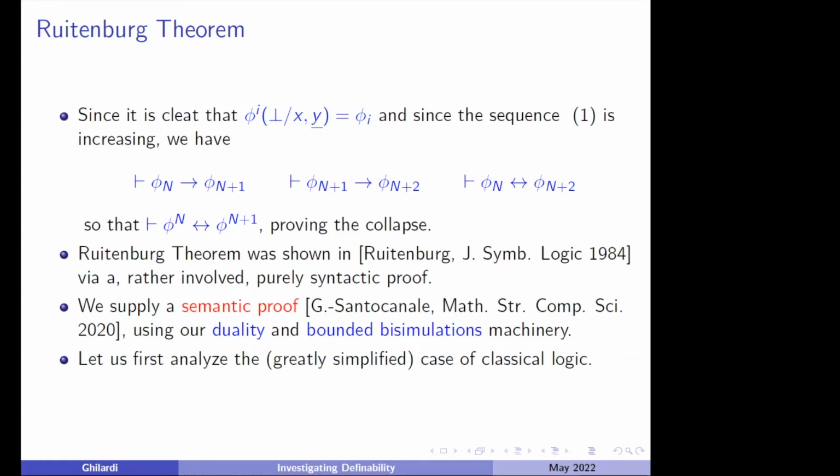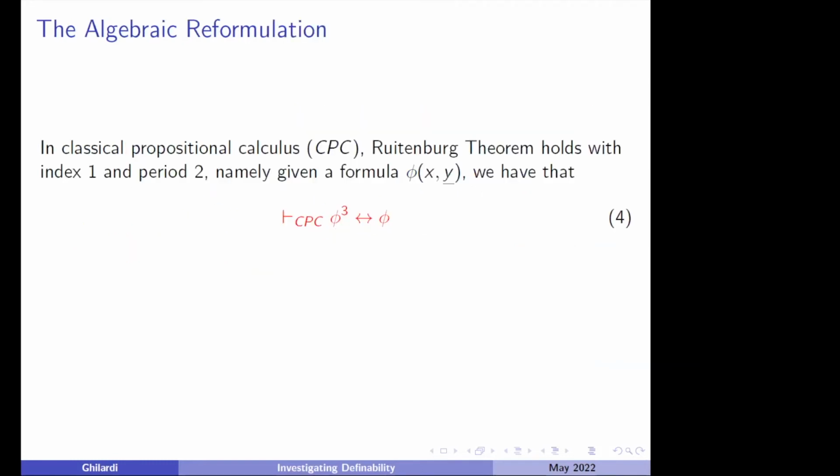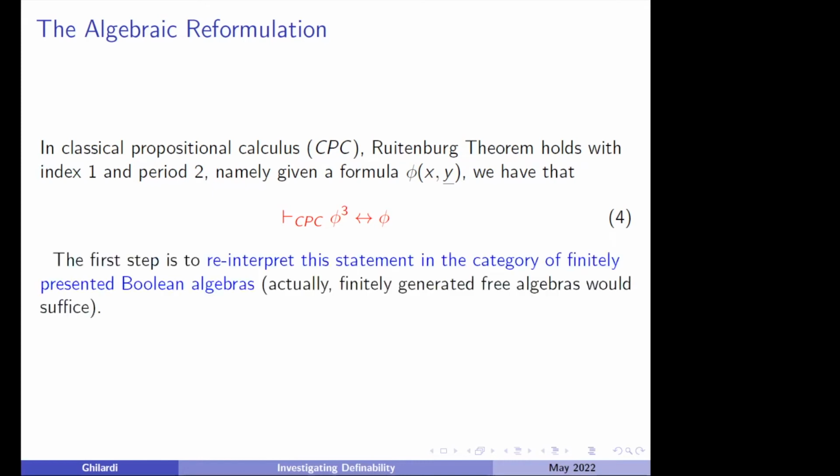Now let's show what happens in the case of classical logic, which is much easier. In classical propositional calculus, Ruitenburg's theorem holds with index 1 and period 2, which means that if you take our formula, then after 3 steps, it becomes equivalent to the original. Now, we want to reinterpret this statement in the category of finitely presented Boolean algebras. Finitely presented means, in this case, that our algebras are dual to finite sets.